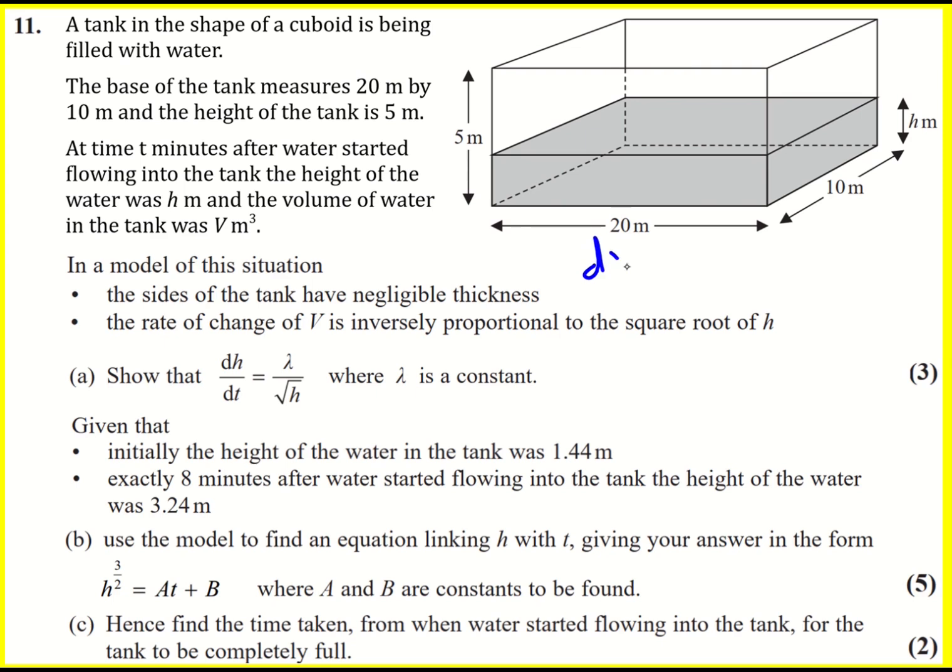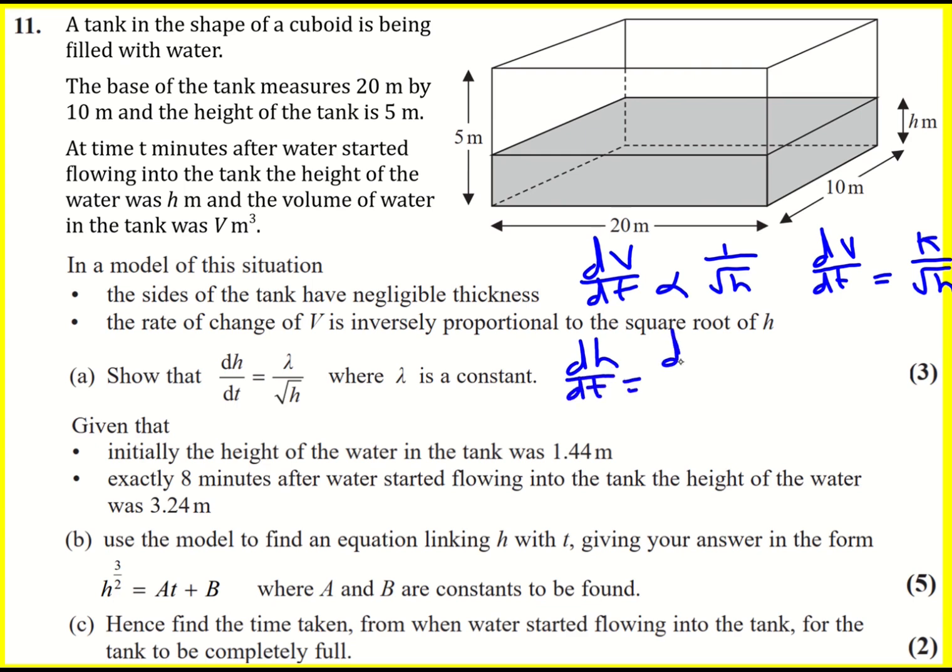So the rate of change of v, dv by dt, is proportional to 1 over root h. What that means is dv by dt is going to equal k over root h, and that is our constant of proportionality. We're asked to show the rate of change of the height. For this, I can use the chain rule. I can say that dh by dt is going to be dh by dv times dv by dt. So my connected rate of change.